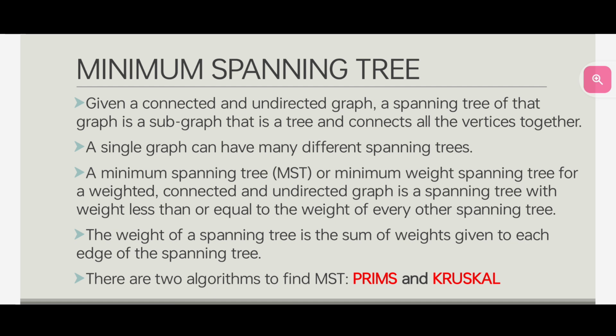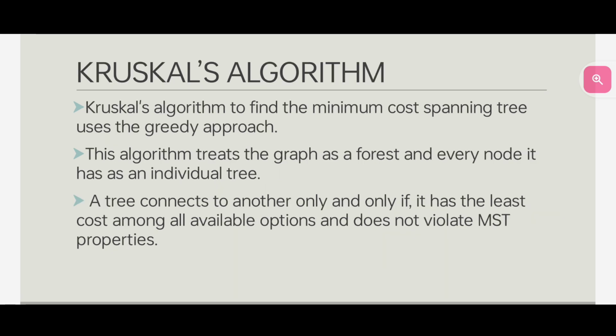Now that you know what is a minimum cost spanning tree, there are two algorithms which can be used to find out the minimum cost spanning tree of a graph. They are Prim's algorithm and Kruskal's algorithm. Out of this, we will be discussing Kruskal's algorithm. Kruskal's algorithm applies the greedy strategy to find out the minimum cost spanning tree.